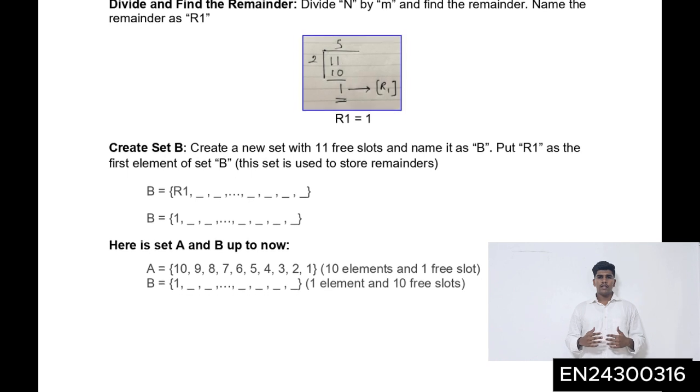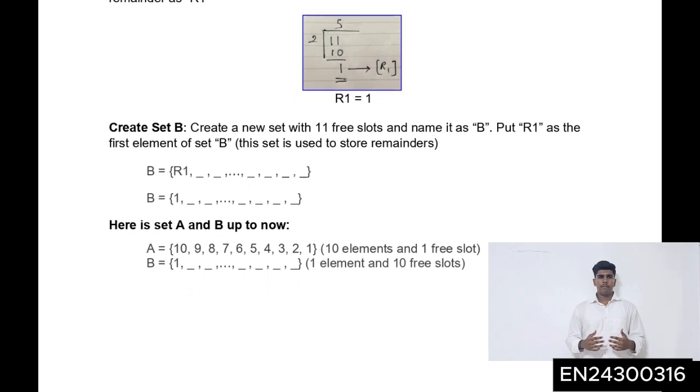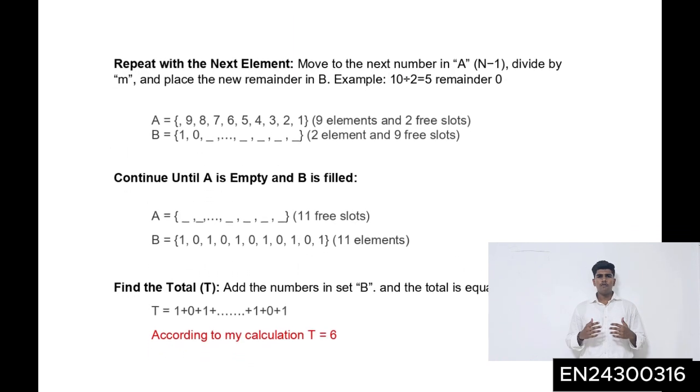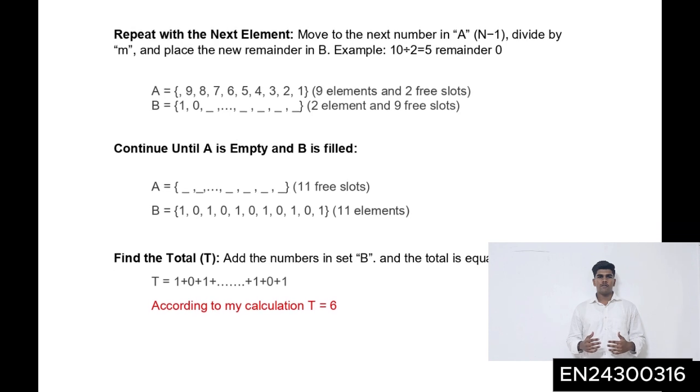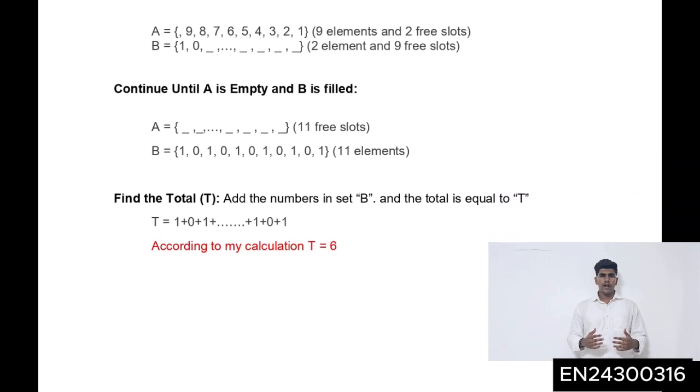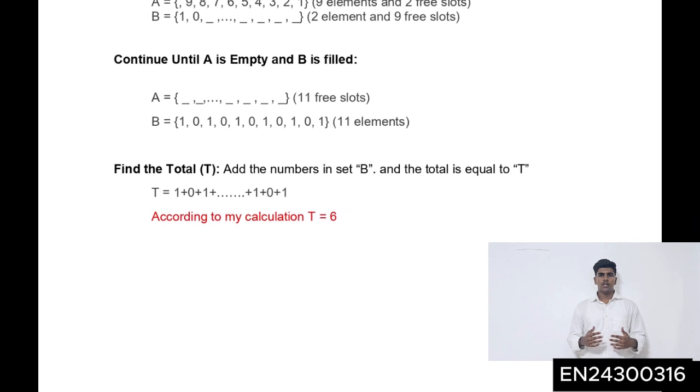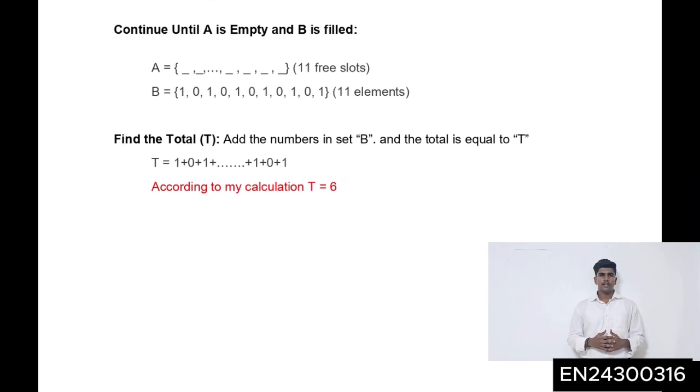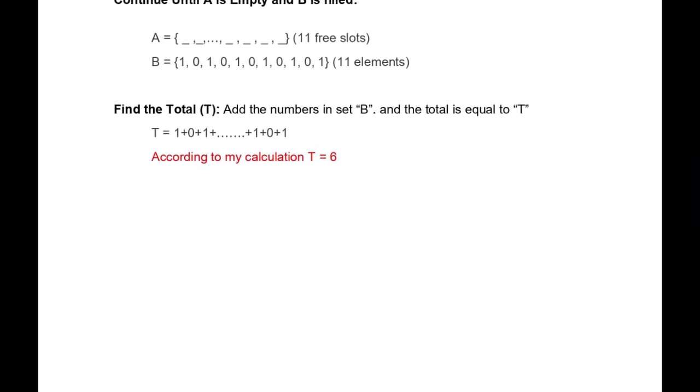Like that, repeat this until A is empty and B is completely filled. Finally, add up all the elements of set B. This sum T is your result. For n equals 11 and m equals 2, the total T is 6. And that's how you calculate the easy sum.